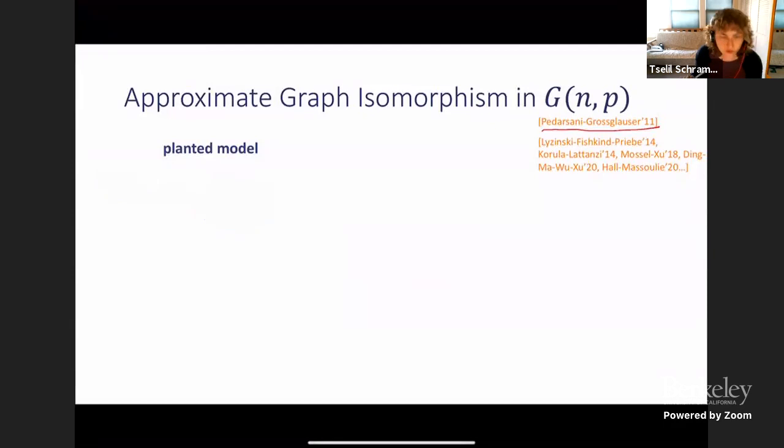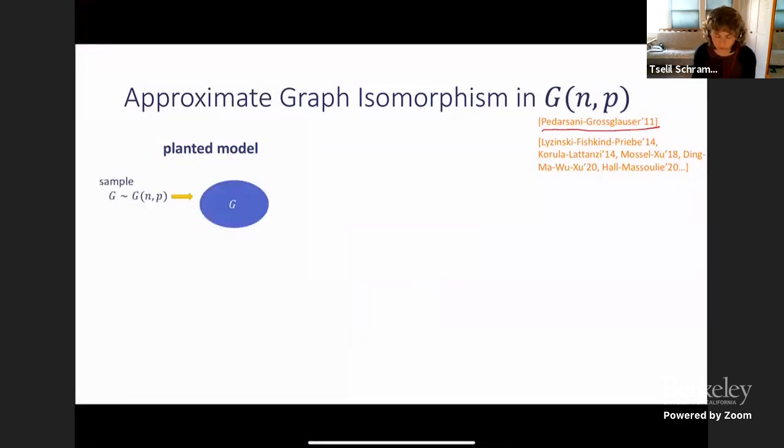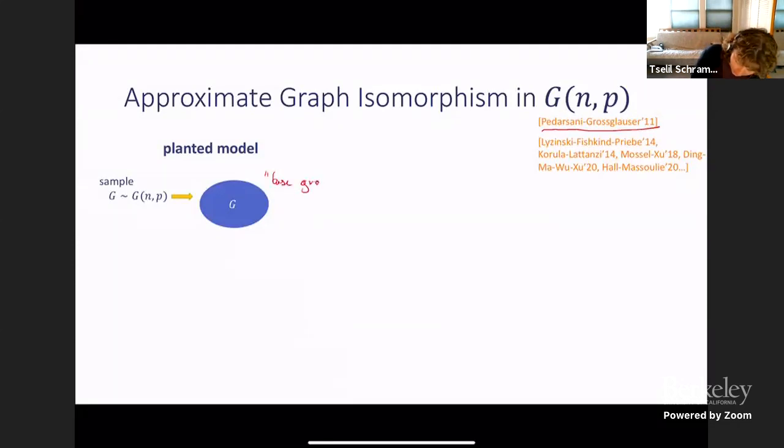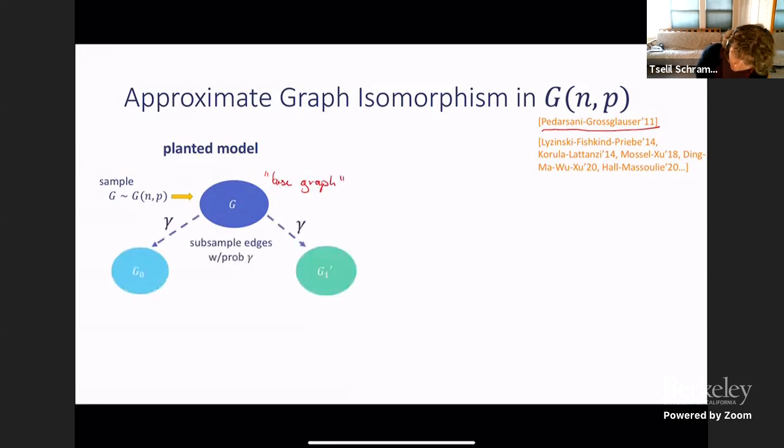Okay, great. So we're going to study the following planted model. What we're going to do is sample correlated Erdős-Rényi random graphs. The way that we do this is we first sample a graph from G(n,p), and we'll call this the base graph. Then we take 2 copies of G, and for each copy of G, for each edge independently, we subsample it with probability gamma. So with probability 1 minus gamma, we delete it. With probability gamma, we keep it.